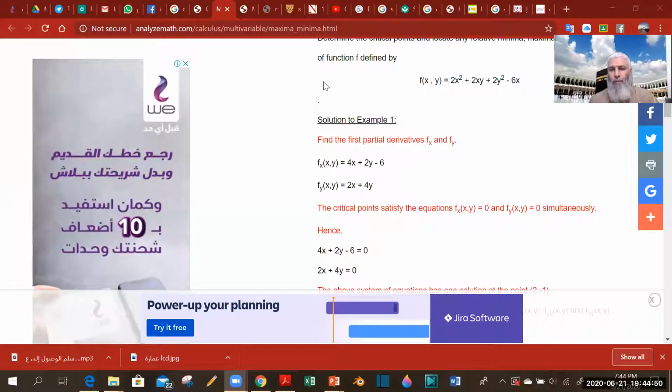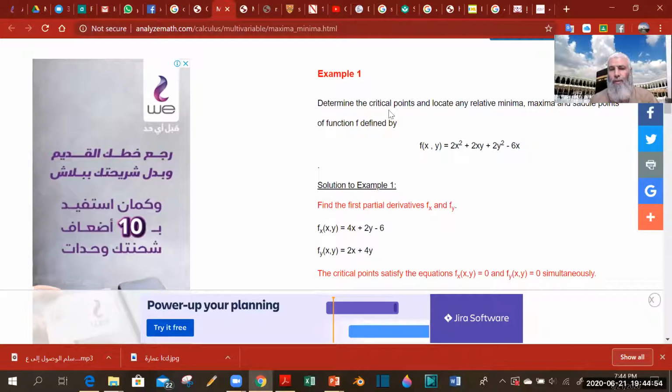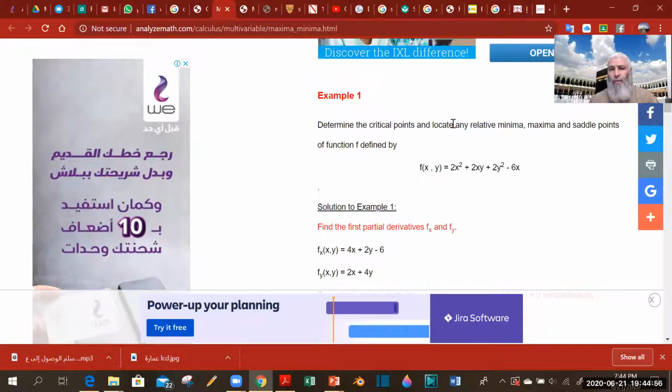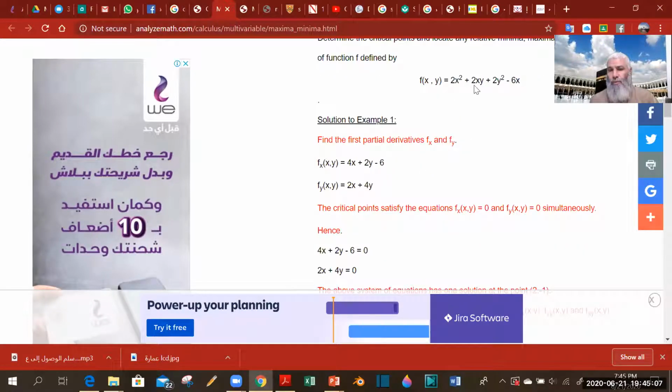Now we have here a solved example. Determine the critical points and locate any relative minimum, maximum, and saddle points of function f defined by f of x and y equals 2x squared plus 2xy plus 2y squared minus 6x.